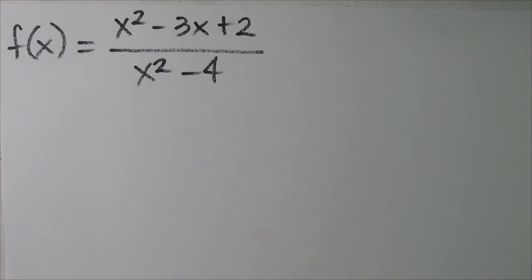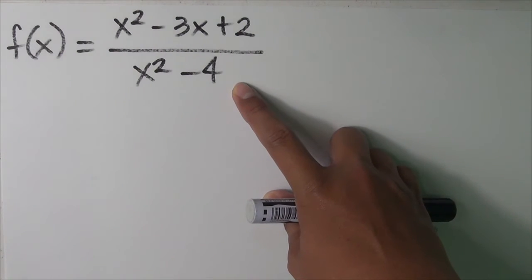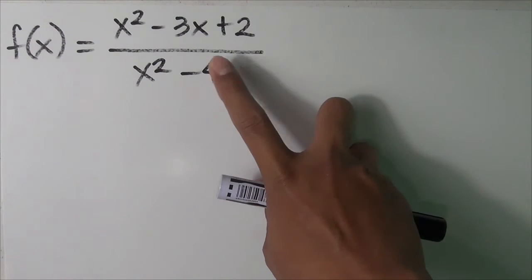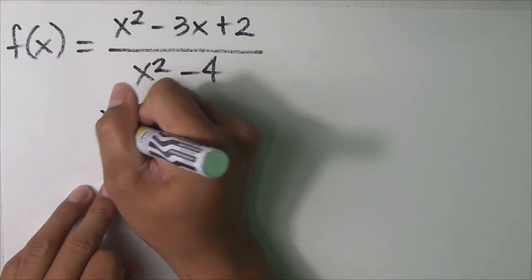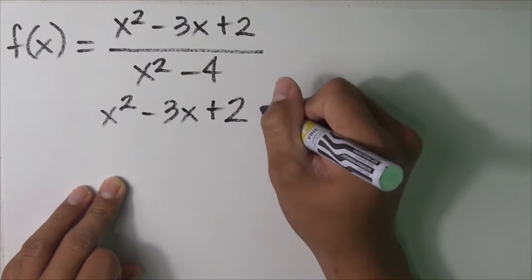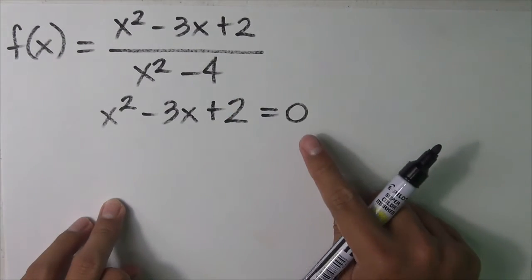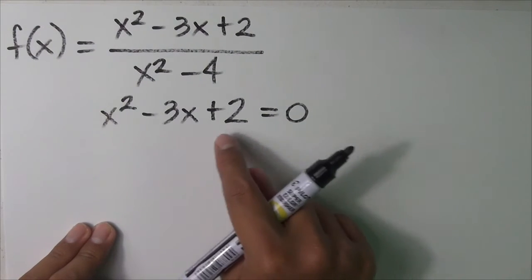Now, let us try to determine the x-intercept of the rational function f of x is equal to x squared minus 3x plus 2 all over x squared minus 4. First, we will equate the numerator to 0. So our numerator is x squared minus 3x plus 2, and we will equate it to 0. Since we equated it to 0, we will factor x squared minus 3x plus 2.